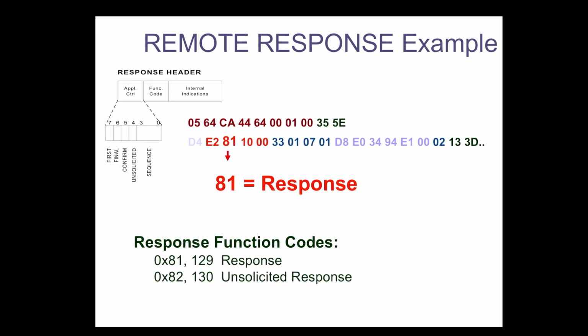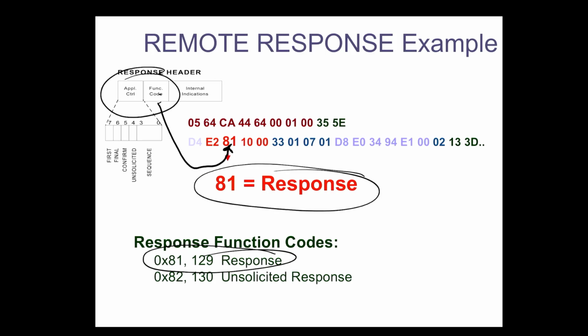Okay, now we move on to the function code. That's going to be this part of that 2-byte value to start off the response header. And we said there's really only 2 or 3, and this is the one indicating, okay, this is a response. I'm responding to your request. Perfect. Now where are we going?